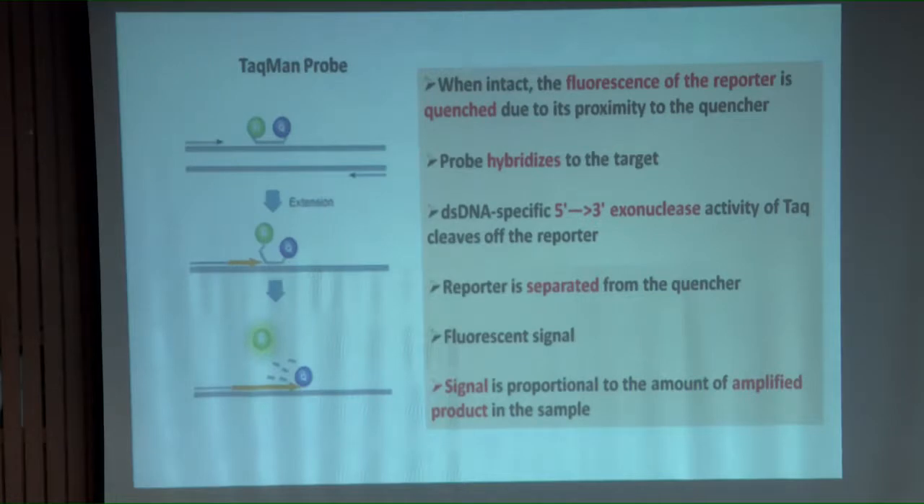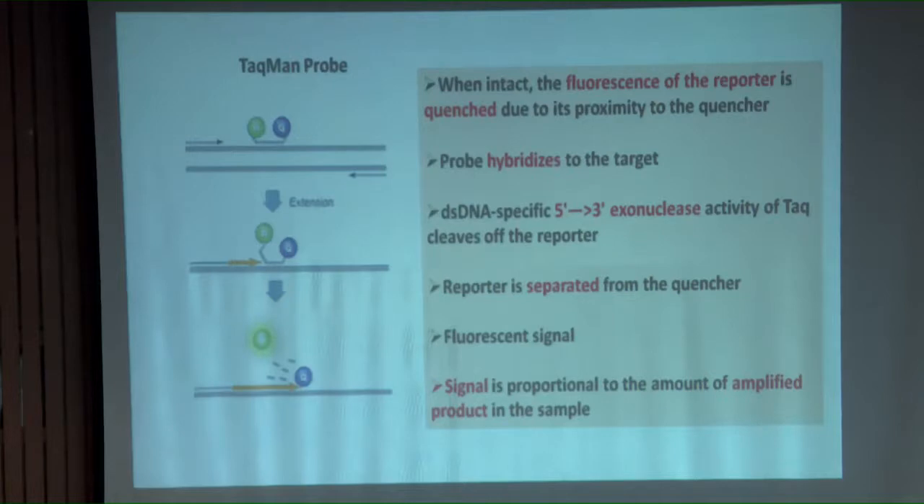This Taq polymerase enzyme has a very unique trait or property. That is, it's written here, 5' to 3' exonuclease activity. Is it clear? So this particular activity is exploited here. How? Let's see in future slides.